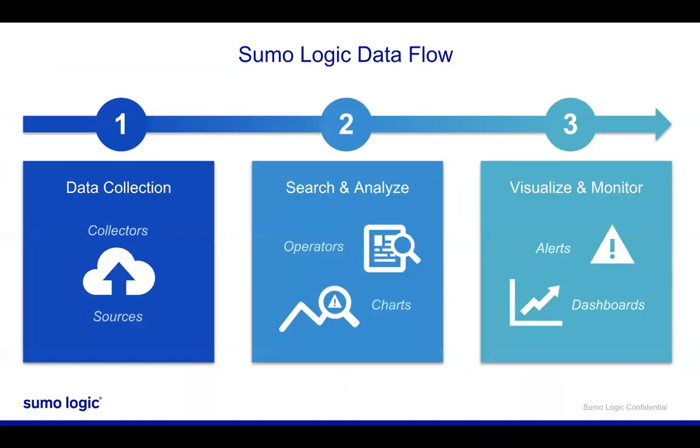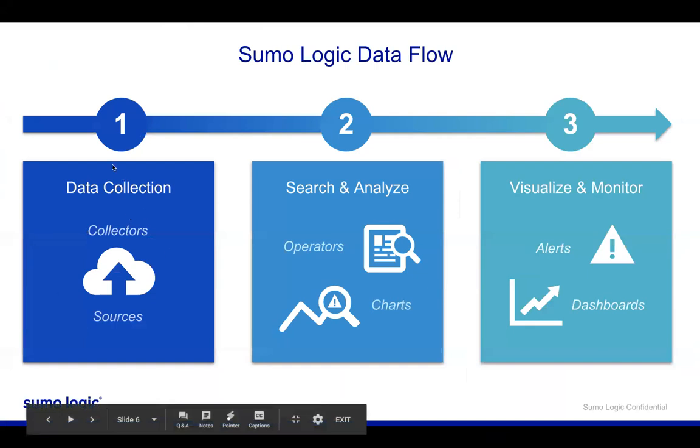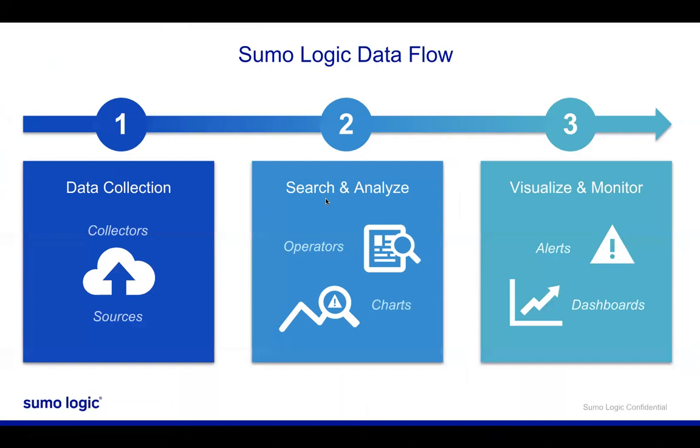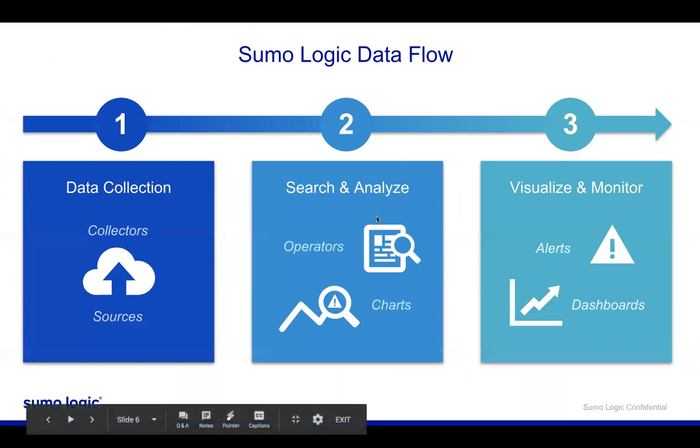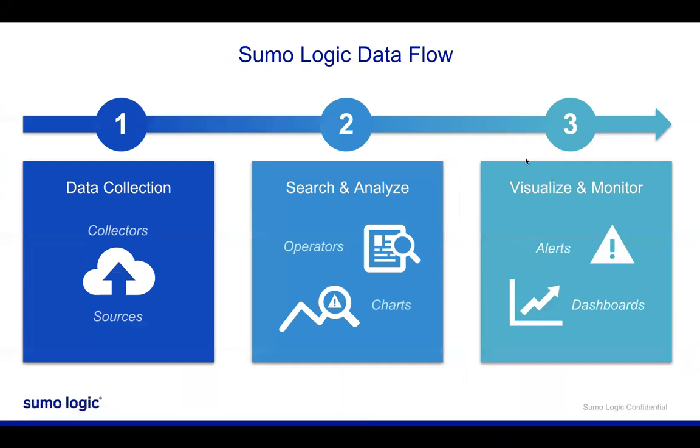So very quickly, since you probably covered this in level 1, data flow is broken into 3 areas. We collect data through collectors and sources. That data comes into Sumo, and you can start searching and analyzing it using operators and charts, and then eventually you can use dashboards and alerts, so you can start visualizing and monitoring that data. We're going to focus mainly on number 2. You've seen a lot of number 3, so I won't spend too much time on that.